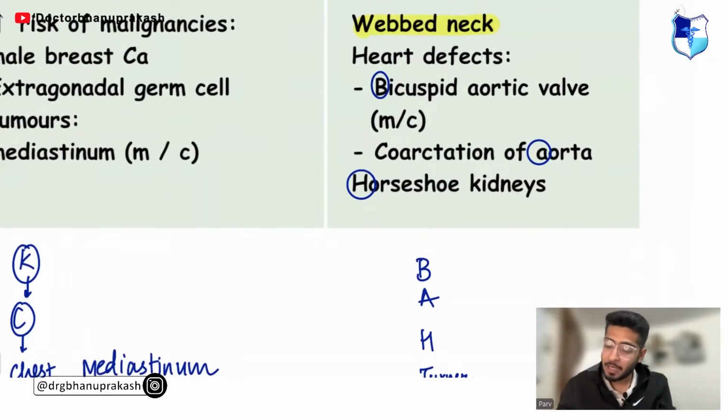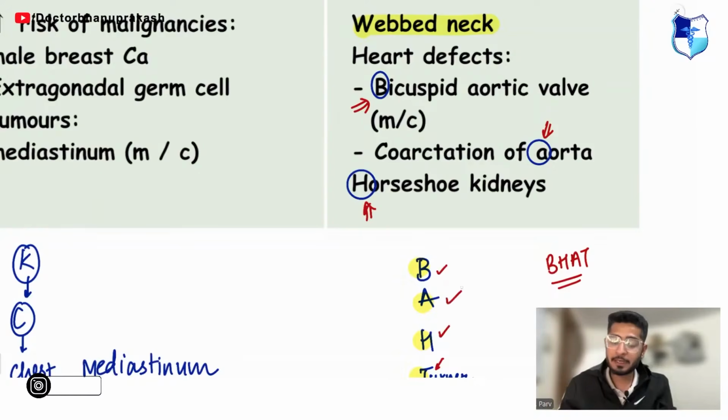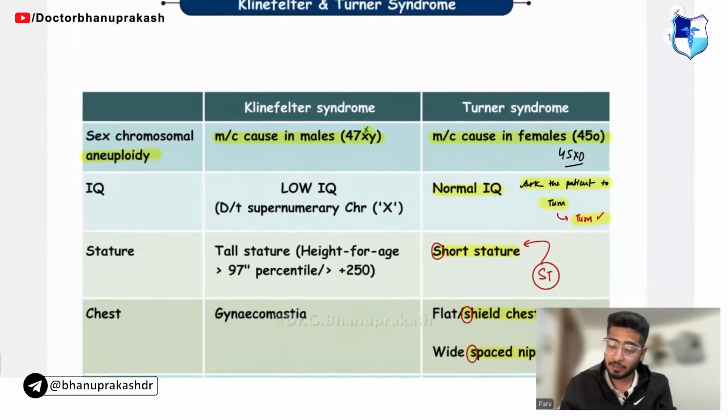Okay, and remember this, you have got a mnemonic, BHAT. B for bicuspid aortic valve, that's the most common problem. H for horseshoe shaped kidney. A for coarctation of aorta. And T for Turner. So B for what? Bicuspid aortic valve. H for horseshoe shaped kidney, and A for coarctation of aorta. BHAT is the mnemonic for your Turner syndrome.